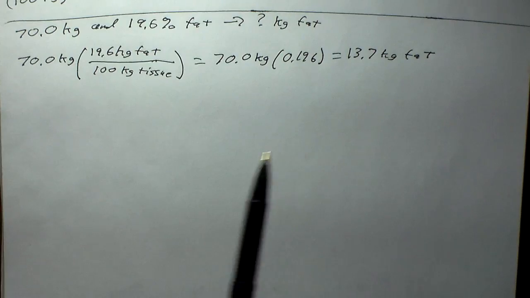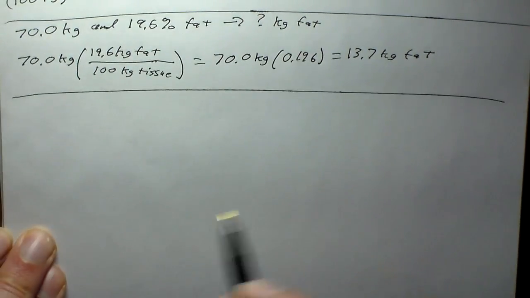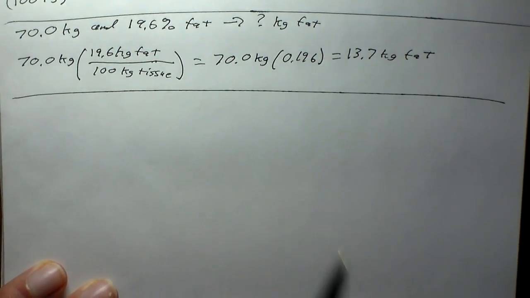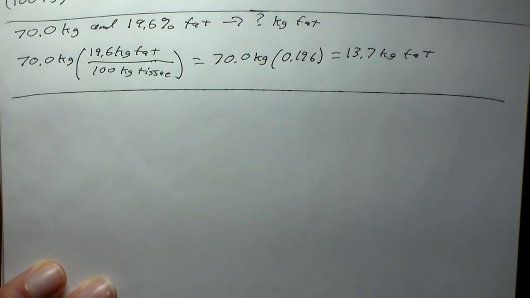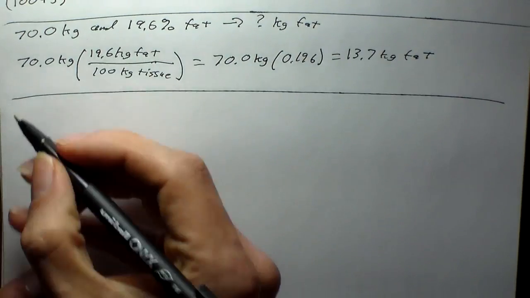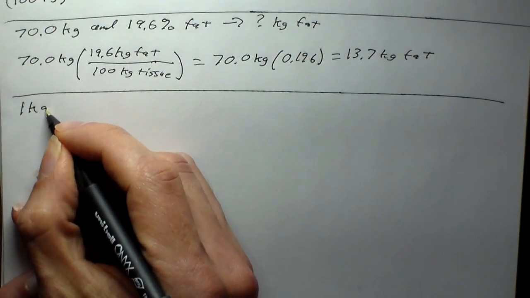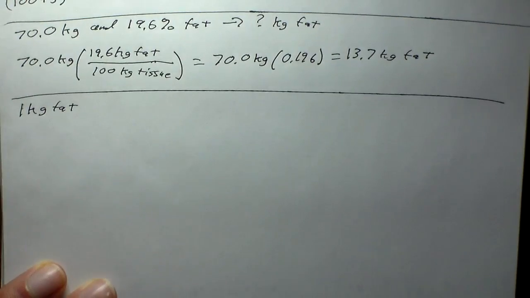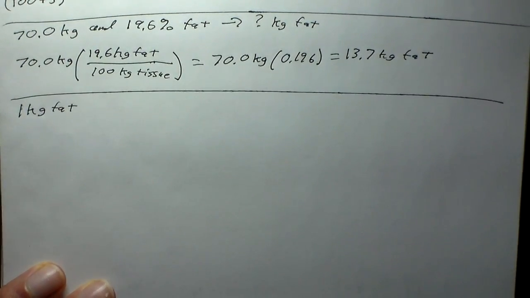It has to be smaller than what we're actually starting with here. Okay. Now, on the flip side with this, let's say you're a cannibal and you want to eat somebody, but you don't want to eat too much fat on the person and you're too lazy to trim it off. So let's say you're limiting yourself to 1 kilogram of fat. How much tissue can you actually eat?